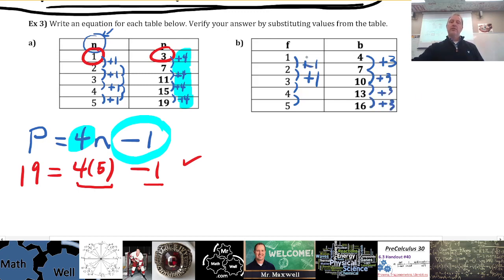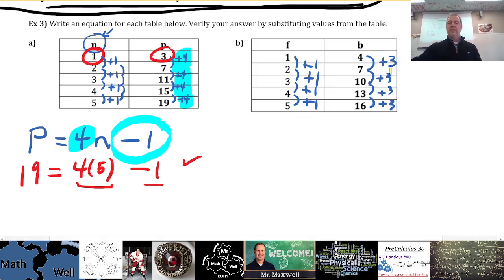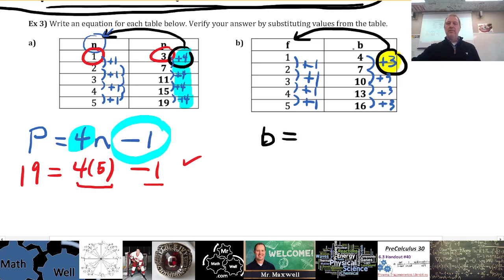Because all of these numbers are the same, and these are the same, that means I have a linear equation. It's a straight line equation. Okay? That's what that means. So I highlight the 3 here, and that we know now is going to be 3 times this variable over here, just like 4 was times this variable. So I'm going to have b, my dependent variable on the right, equals 3 times f.